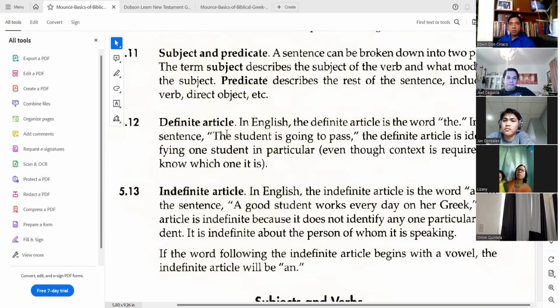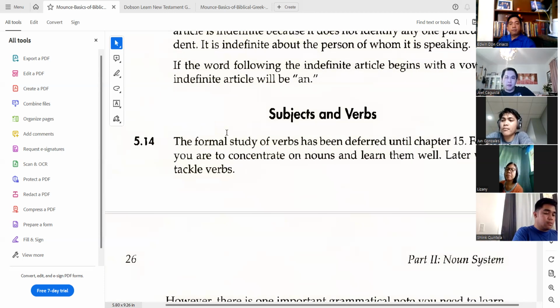Very clear that the student refers to someone who is familiar in the mind of the speaker and then the listener. But a student can mean anyone. So it's a farmer, a driver, it could mean anyone. It's not definite. If it's definite, it is, for example, Edwin the student. Very clear that you know that it is a person and the person has a name. So, subject and verbs.